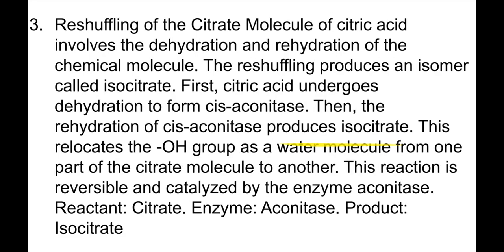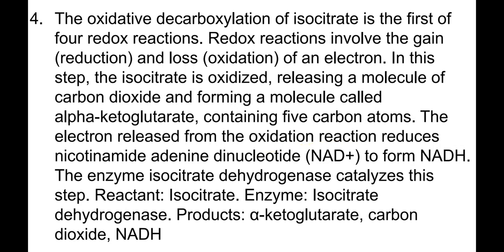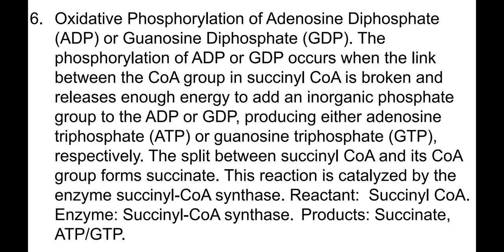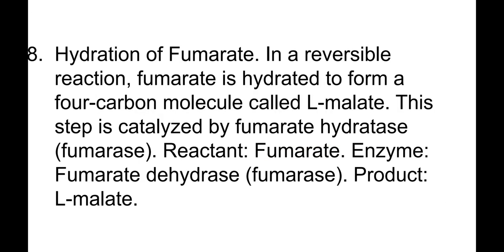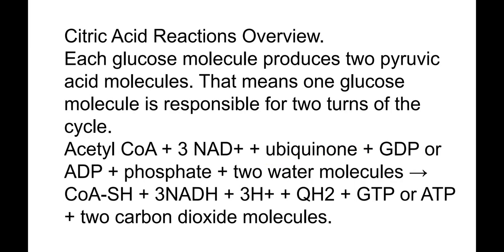Then I go to the description of the stages of the Krebs cycle, or citric acid cycle, and how it goes. As I said, it's 5, 6, 7, 8, 9 steps. And then all together, the net product is that every glucose molecule produces 2 pyruvic acid molecules by glycolysis, and that is responsible for 2 turns of the cycle.